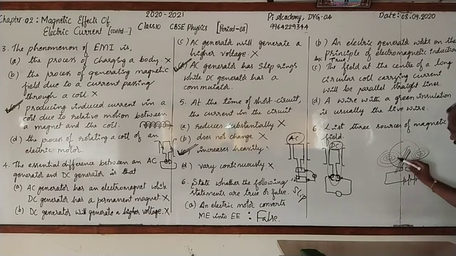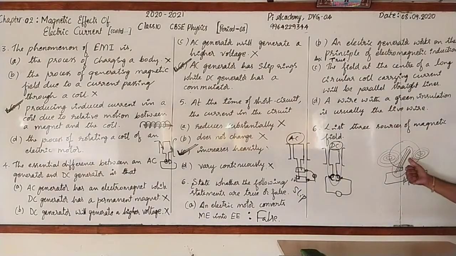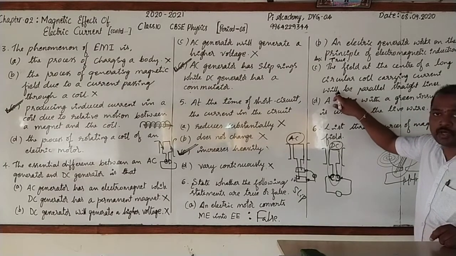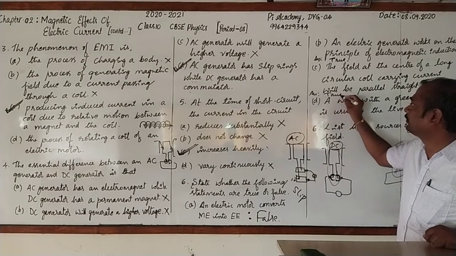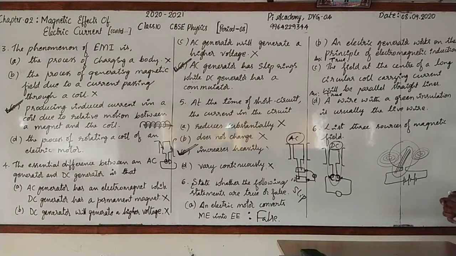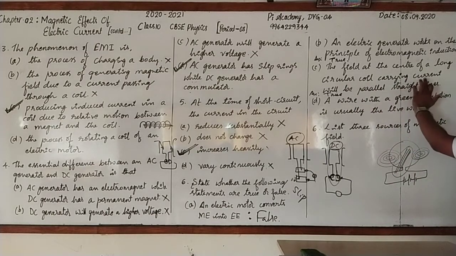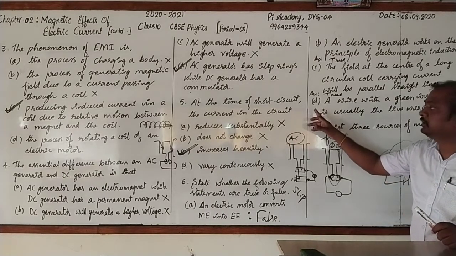Is it not? What do you call this magnetic field lines which are straight and parallel? It is uniform magnetic field. So uniform magnetic field exists at the middle of the circular conductor carrying current. Hence, whether it is true or false, certainly it is true. Followed? Hope that you have understood. The field at the center of the long circular coil carrying current will be parallel straight lines, nothing but uniform magnetic field. It is true.